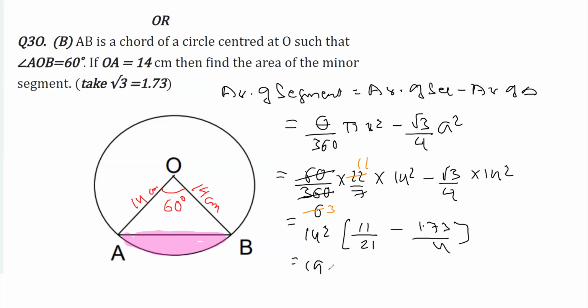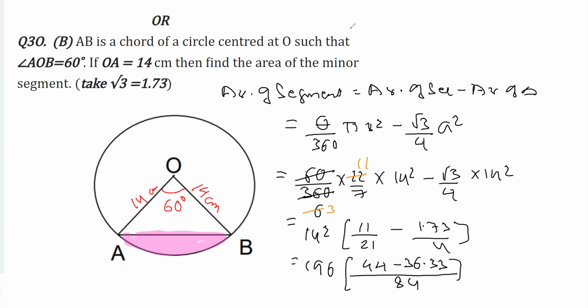So this is 196, and we have to take the LCM. The calculation is going to be cumbersome. The LCM is 84. So it should be 44 into 11 is 44. We'll have to get 21, so I'll be using a calculator here. 1.73 into 21 is coming 36.33.